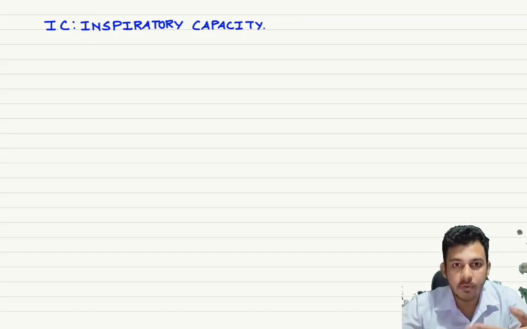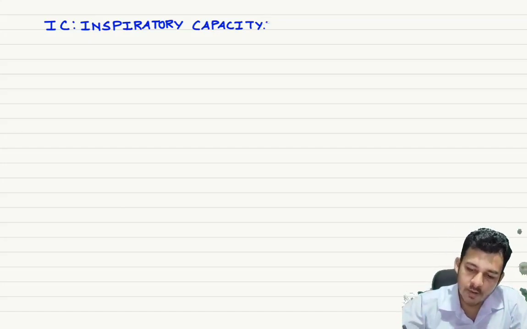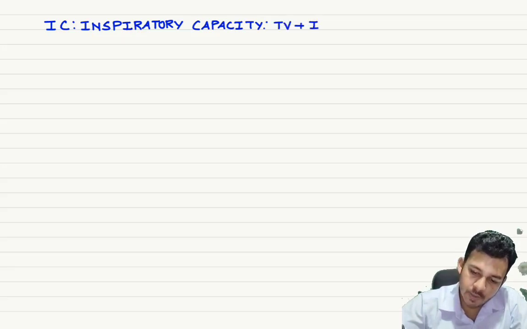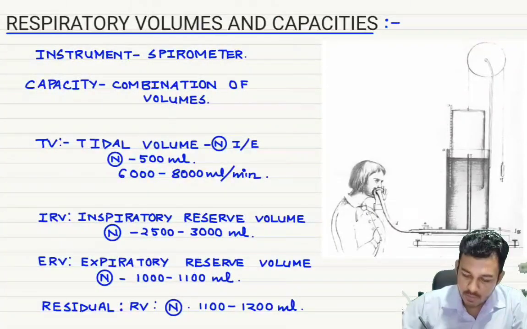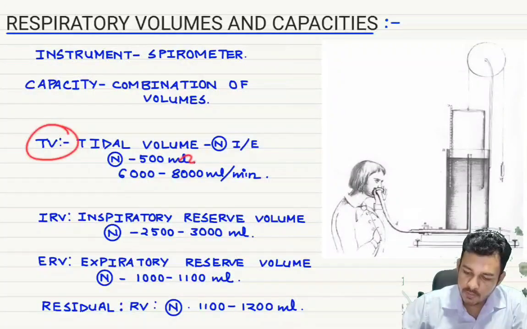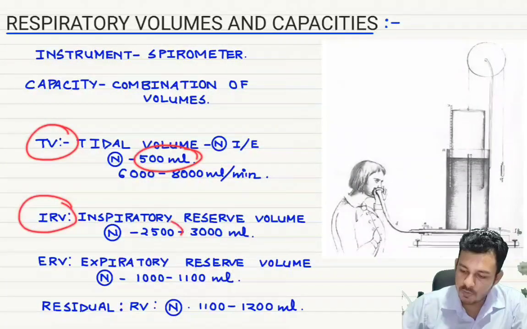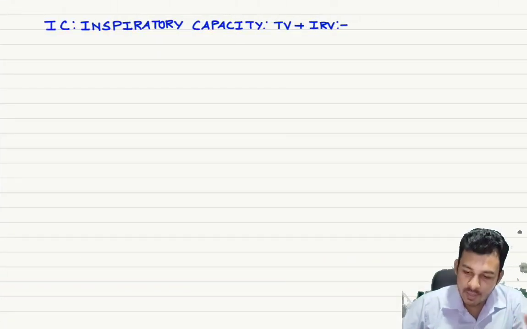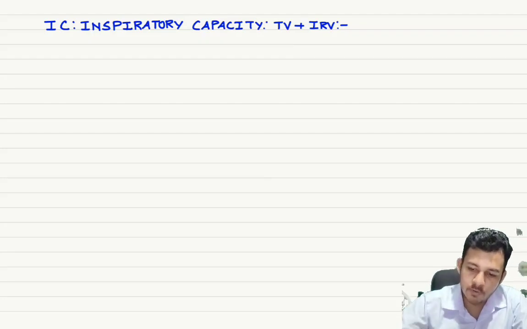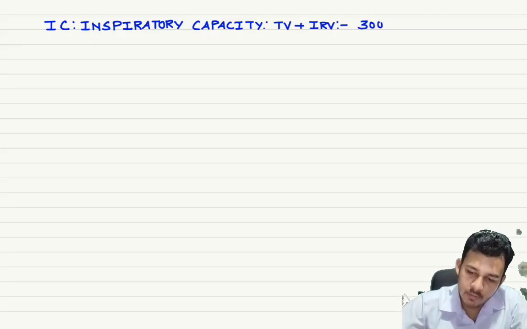So you have taken up your tidal volume, along with that whatever the extra volume of air that you can take forcibly, this together forms your inspiratory capacity. So I am writing it as tidal volume plus inspiratory reserve volume. Now if you add the two volumes here, the tidal volume, as you know, is 500 ml and the inspiratory reserve volume is 2500 to 3000 ml. So as a result of that, the inspiratory capacity that would come out to be approximately 3000 to 3500 ml.